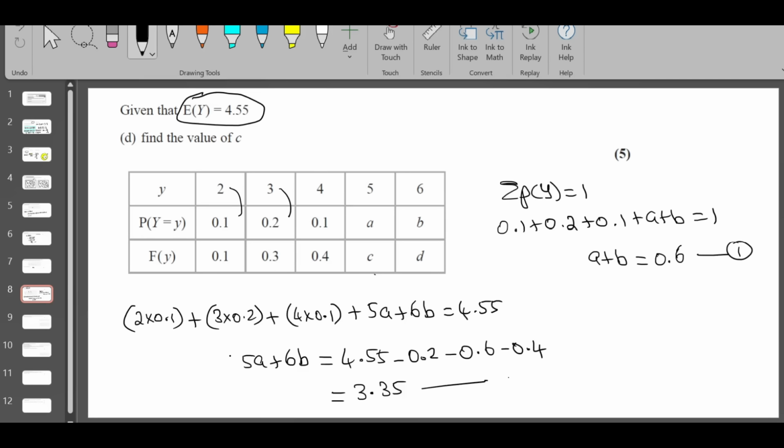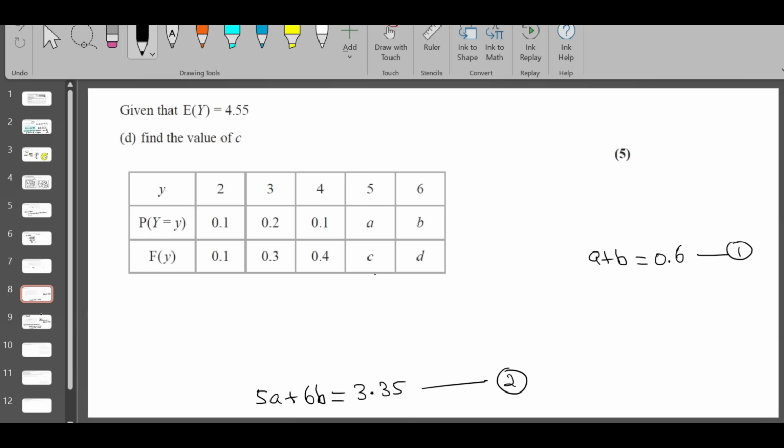3.35, that's equation 2. Solve the simultaneous equations. So we have equation 1, I'm going to multiply equation 1 by 5. So we'll get 5a plus 5b is equal to 0.3. Write equation 2 as it is: 5a plus 6b is 3.35.